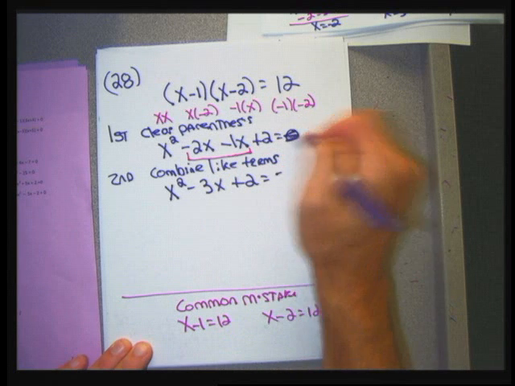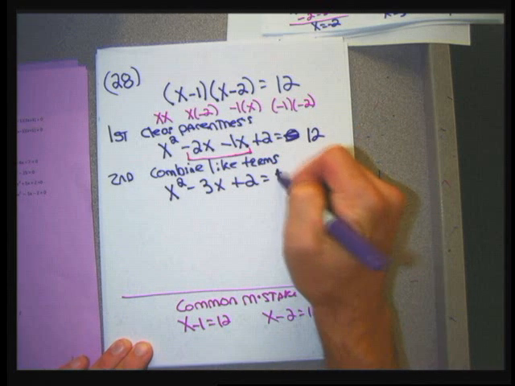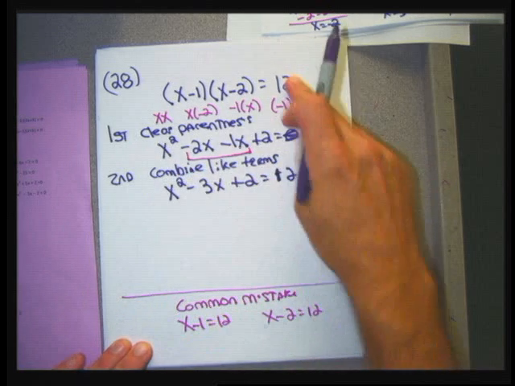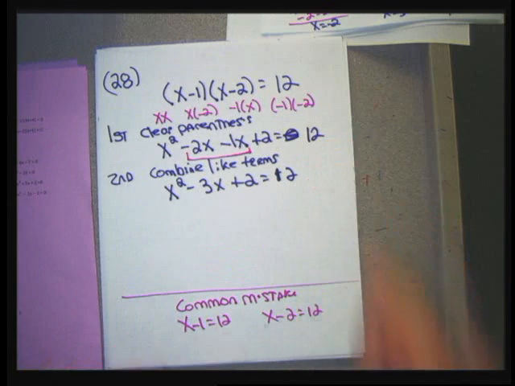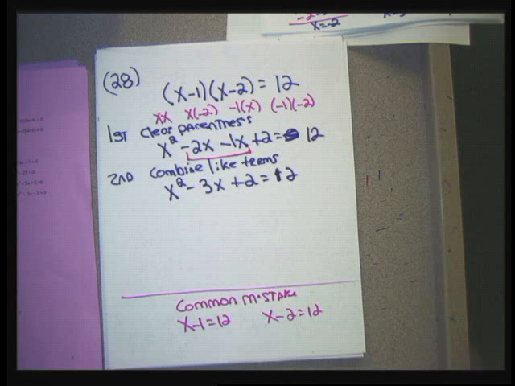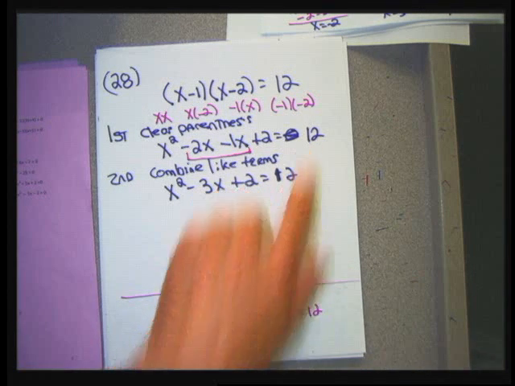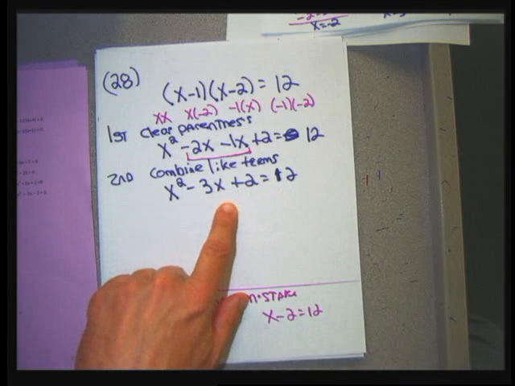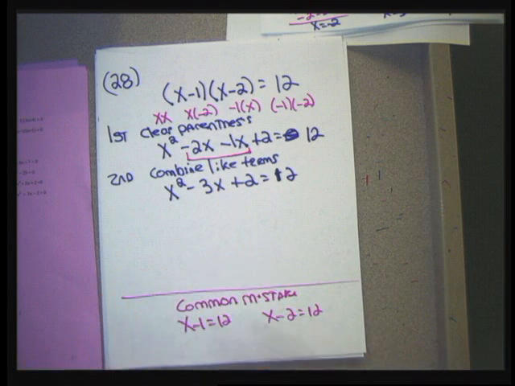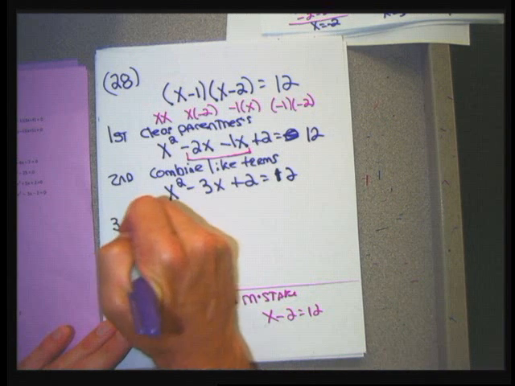The right side should be equal to 12 here. When I FOILed, that 12 shouldn't magically turn to a 0. So I went through my first step. I cleared the parentheses by FOILing. I mistakenly wrote 0 on the right side when I should have written 12. I combined like terms on the left side. Now I'm done with the second step. The third step is to set it equal to 0.